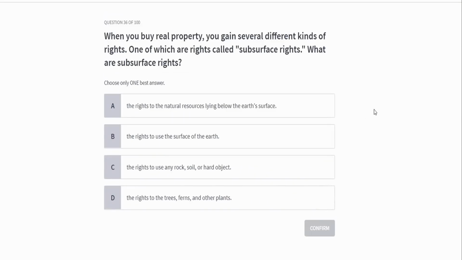All right, next one. 36. When you buy real property, you gain several different kinds of rights, one of which are rights called subsurface rights. What are subsurface rights? So here's some time for you guys to think that one over, starting now.